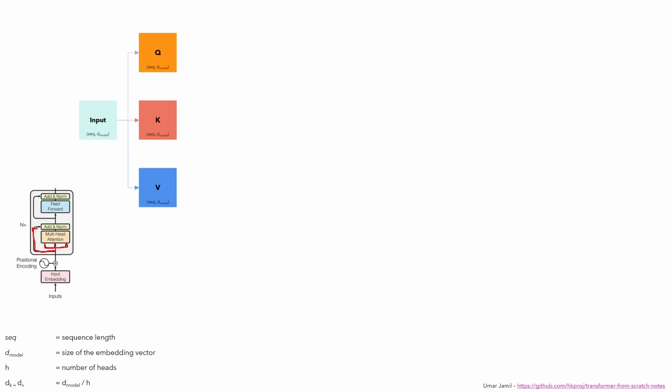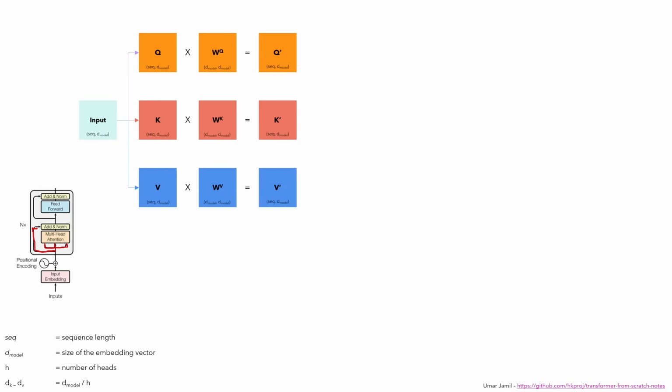What does the multi-head attention do? First of all, it multiplies these 3 matrices by 3 parameter matrices called WQ, WK, and WV. These matrices have dimension D model by D model. So if we multiply a matrix that is sequence by D model with another one that is D model by D model, we get a new matrix as output that is sequence by D model. So basically the same dimension as the starting matrix. And we will call them Q prime, K prime, and V prime.